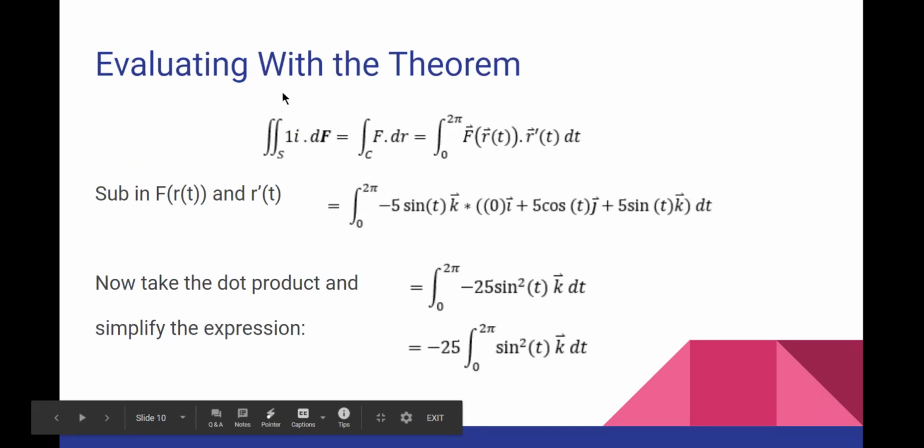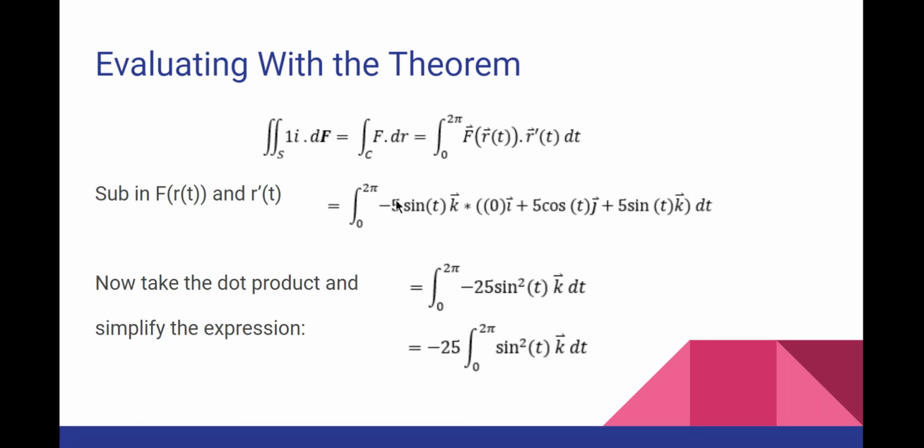So now we can evaluate this using the theorem. Our t is going from 0 to 2 pi, so we can substitute that immediately for the bounds of our integration. We put in F of r(t) being negative 5 sin t and take the dot product with r prime of t. When we do that, we get negative 25 sin squared t.